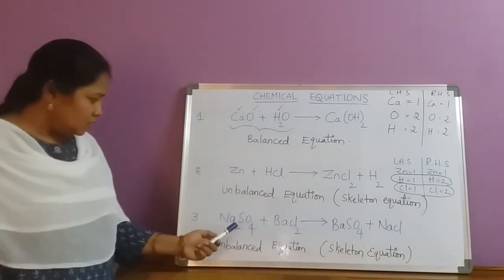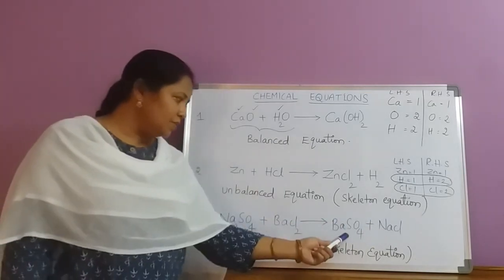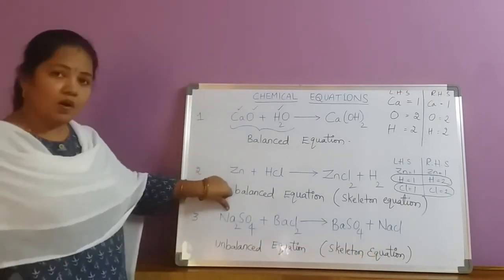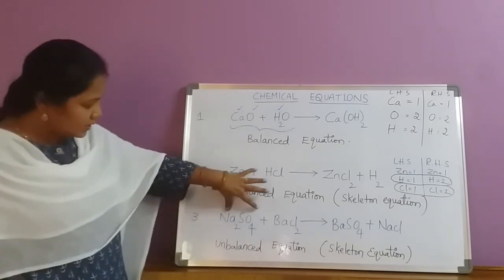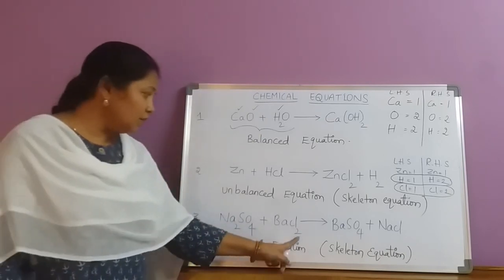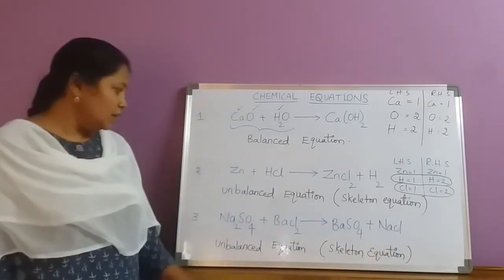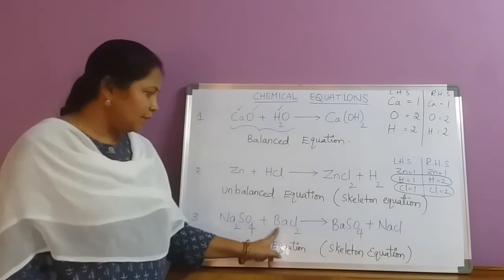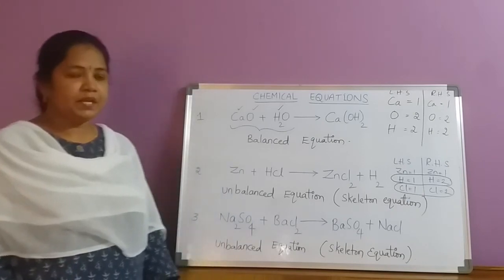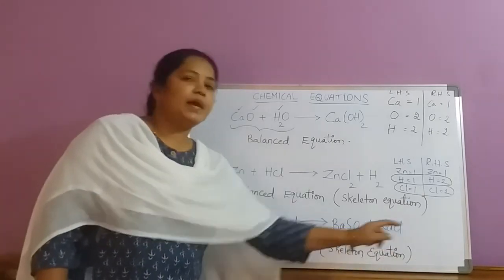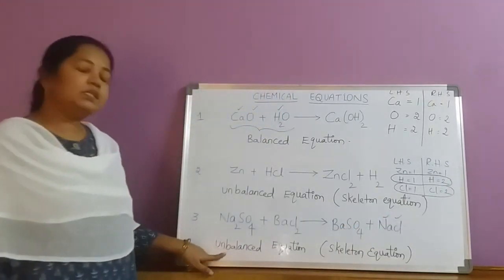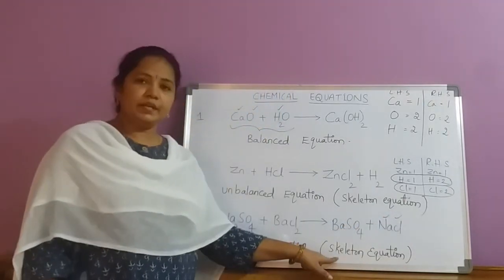Similarly, observe the last one. Sodium sulfate plus barium chloride gives rise to barium sulfate plus sodium chloride. In this also we can say that sodium atoms are not equal on both sides. LHS side 2 sodium atoms are there, RHS side only 1 sodium atom is there, and LHS side 2 chlorines are there, RHS side only 1 chlorine atom is there. Barium is same on both sides, 1 barium, 1 barium, 1 sulfur atom, 1 sulfur atom, 4 oxygen atoms, 4 oxygen atoms. Remaining all are similar, except sodium atoms and chlorine atoms are not balanced. That's why this is also called an unbalanced equation, which is nothing but a skeleton equation.